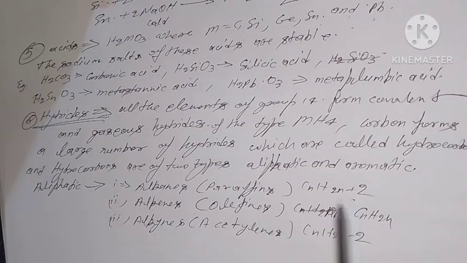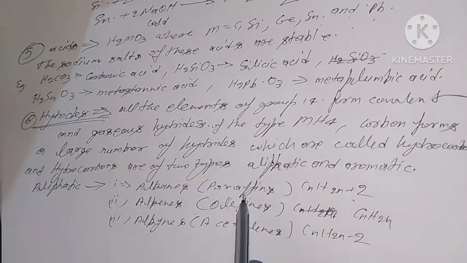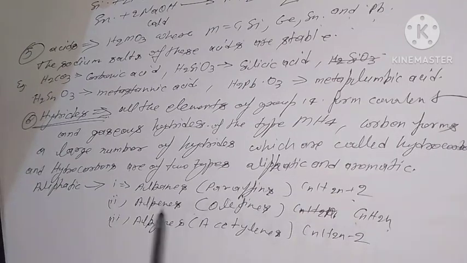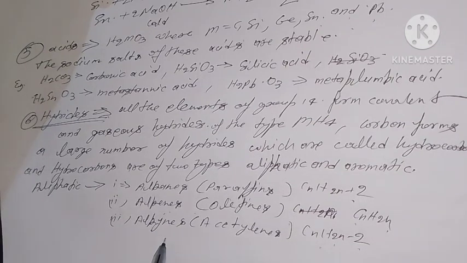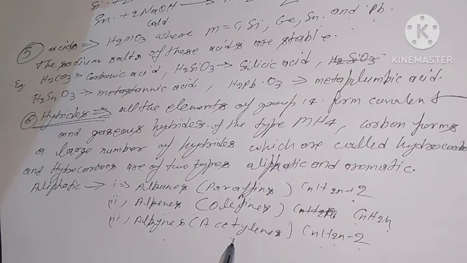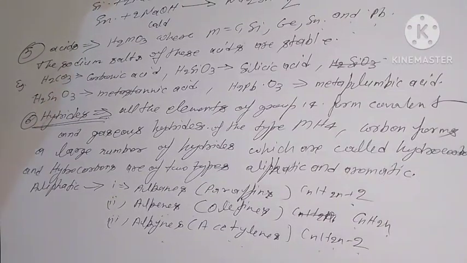CnH2n+2 is the formula of alkanes, known as paraffins, and CnH2n is the formula of alkenes, known as olefins, and CnH2n-2 is the formula of alkynes, known as acetylenes.